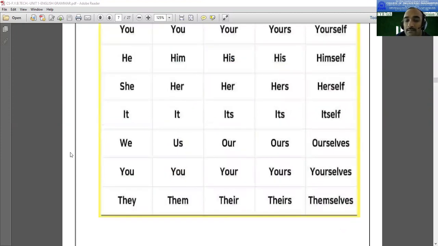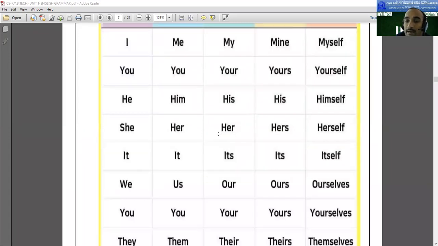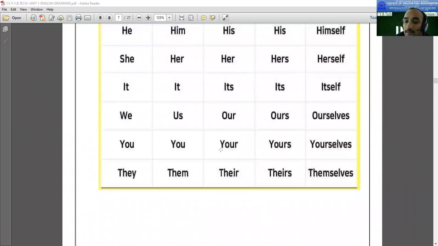We becomes us in objective case. In possessive adjective it becomes our. Possessive case it becomes ours and in reflexive case it becomes ourselves. You remains as it is in objective case. Your it becomes possessive adjective as your and in possessive case it becomes yours and in reflexive case it becomes yourself.